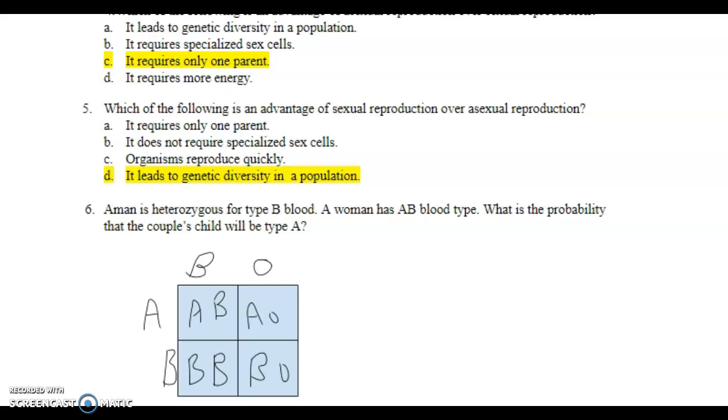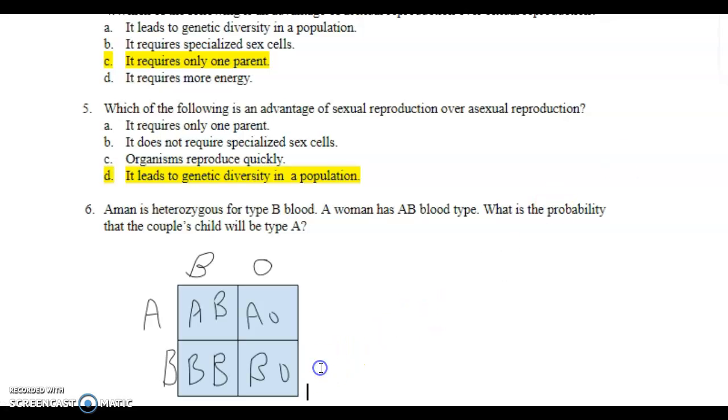There's our Punnett square. It's a heterozygous for type B. To be heterozygous, remember A and B are codominant. The recessive allele is O, so to be heterozygous B, he would be BO. A woman is type AB, so she's AB. And then our offspring would be AB, AO, BB, and BO. It says, what's the probability that the child will be type A? Well, only 1 out of our 4 is type A.